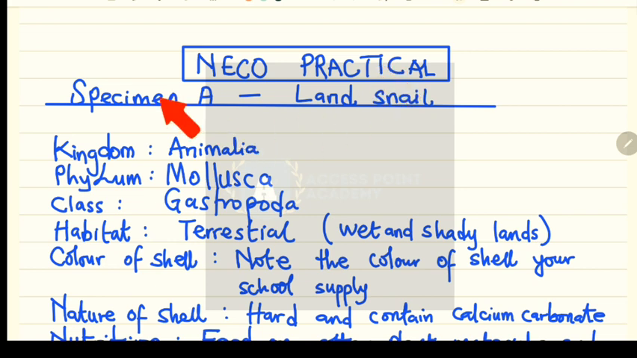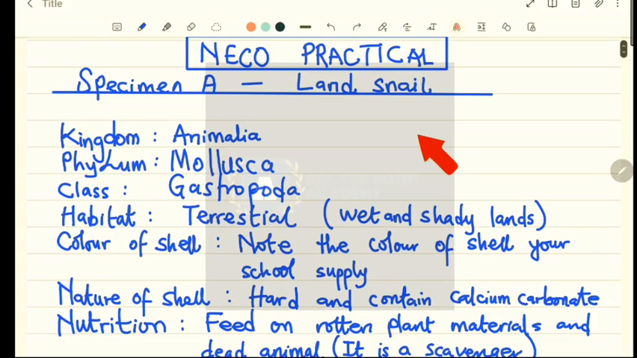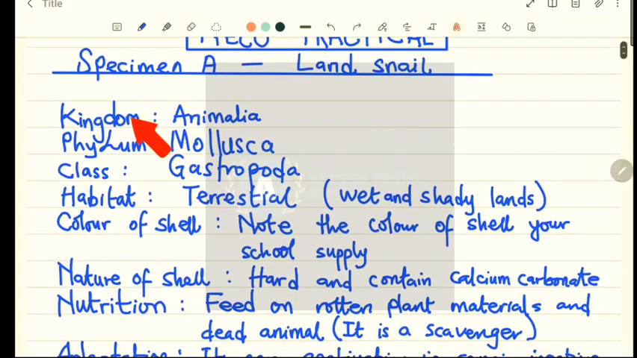The first specimen is specimen A, which is the land snail. As you can see in the diagram, that is the picture of the land snail. So now let's check briefly about its classification. The kingdom is Animalia, it is an animal, and the phylum is Mollusca. The class is Gastropoda.